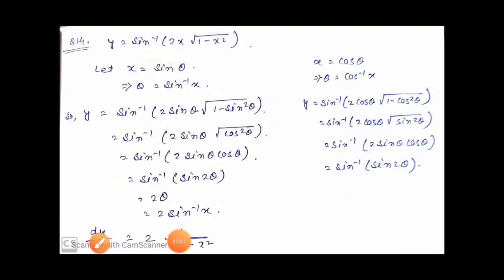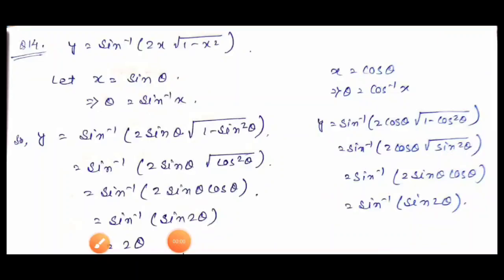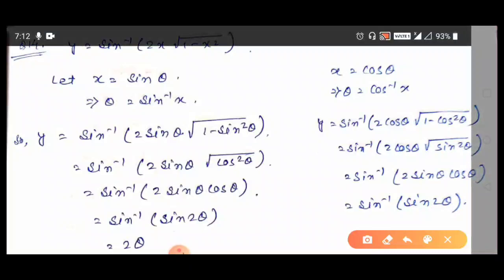Question number 14, here it is given that y is equal to sin inverse 2x root over 1 minus x square. So, here to cancel out sin inverse, we need sin inside the bracket. So for that we will assume x is equal to sin theta. Here we can also assume x is equal to cos theta. In both the ways we can solve the question.